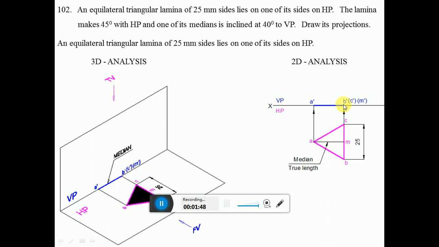So it is very easy to rotate in the second position so that B dash C dash will be on the XY line. Then, since he has given that the median is the one which is inclined to VP, which median do we have to consider? This one, AM, wherein A dash M dash is parallel to HP. So I am getting the true length in HP. That will be the median in true length.